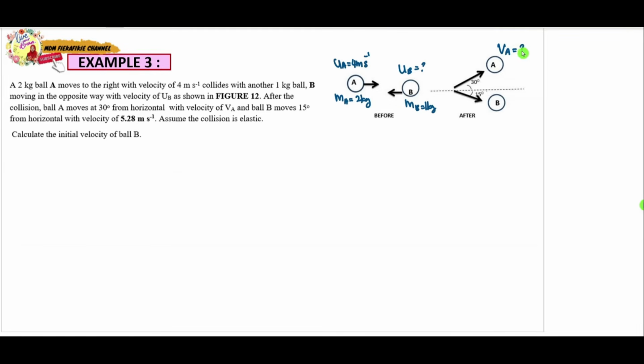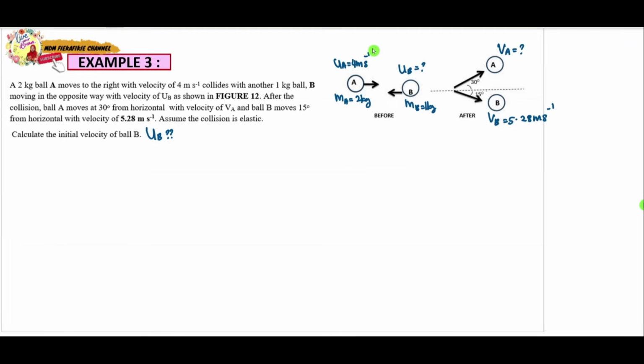So VA and VB is moving at an angle of 15 degrees. But VB, kita ada nilai, which is VB is 5.28 meters per second. Okay. So sekarang assume the collision is elastic. So calculate the initial velocity of ball B. So we want to find what is UB.